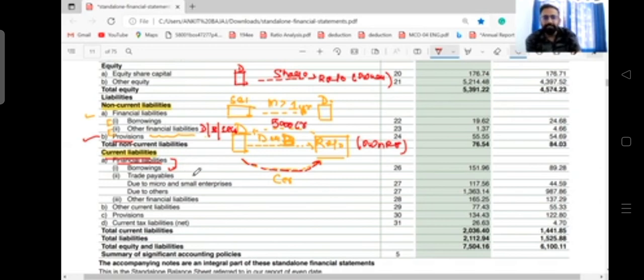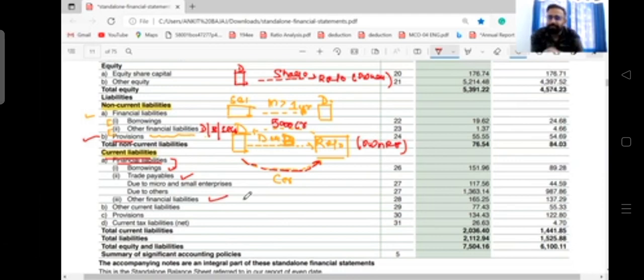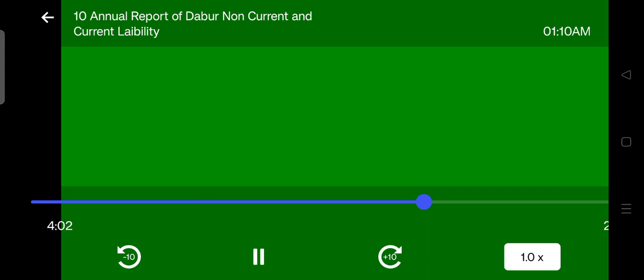Trade payables, creditors, will be shown under the heading current liability, and become a part of financial liability, right? Then other financial liabilities. Other financial liabilities could be ones the company can issue, shown under the heading current liability.